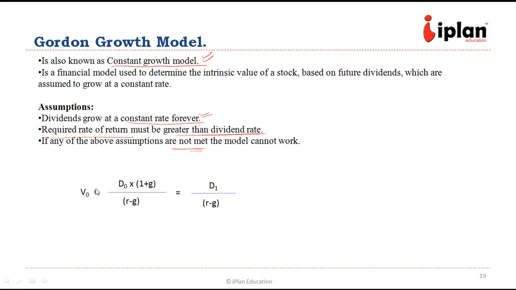We can calculate the value as D0 into (1 plus g), where g is the growth of the dividend. So it is going to grow at this rate perpetually, divided by r minus g, where r is the required rate of return and g is growth rate of dividend. We know that D0 into (1 plus g) is nothing but the dividend of next year. So formula becomes D1 divided by (r minus g). So let us take a numerical example here.